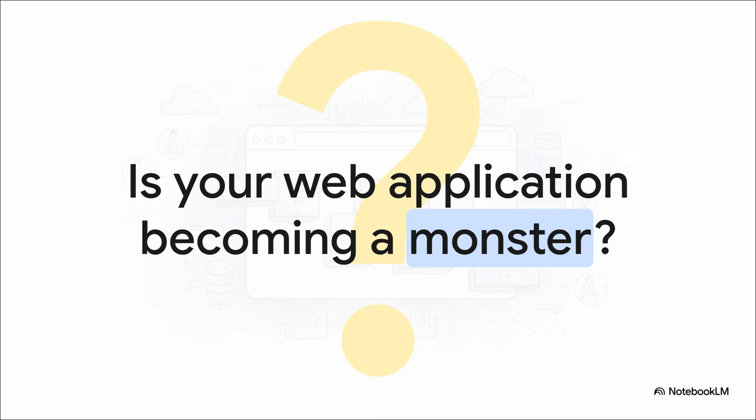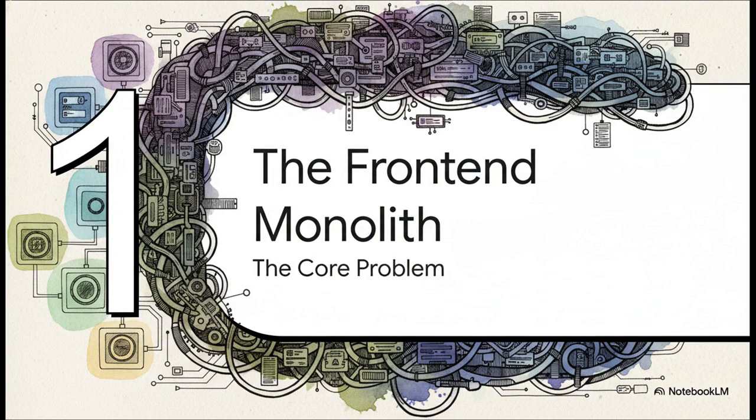So, let's start with a question. Does this feel familiar? You've got this web app, right? It started out all nice and clean, but then it grew. More features got bolted on, more teams started working on it, more code got piled in, and now, before you know it, it's this giant, tangled beast, and making any little change feels super risky and takes forever. Sound about right? Well, that monster, it has a name. It's called the front-end monolith. And that is the core problem that the entire micro front-end architecture was created to solve.